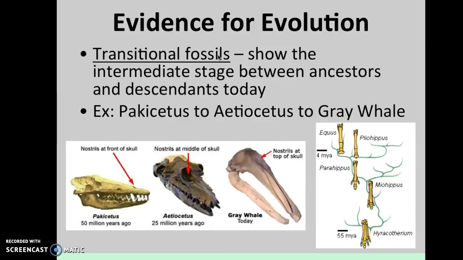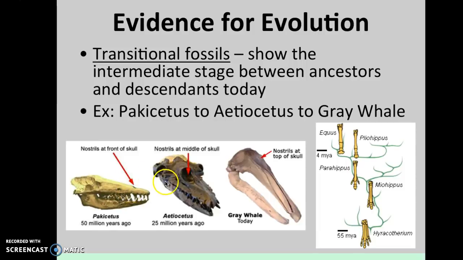Another piece of evidence for evolution are transitional fossils. Transitional fossils are fossils that show us how things have changed over time when we look at a specific type of organism. So if you look down here at these examples, this here today is the gray whale. We can notice that the nostrils are at the top of the skull of our current modern gray whale. But if we look back through time, 50 million years ago, we had this ancestor of a gray whale called the Pakicetus that lived about 50 million years ago. And when we look at the nostrils of that Pakicetus, we see that the nostrils are here at kind of the front of the snout almost.